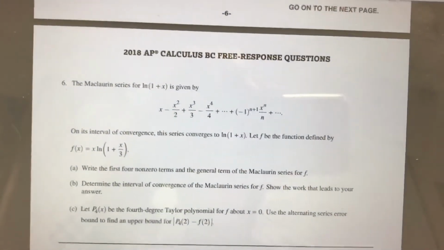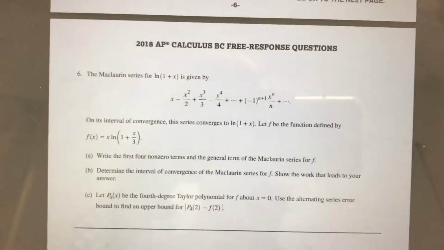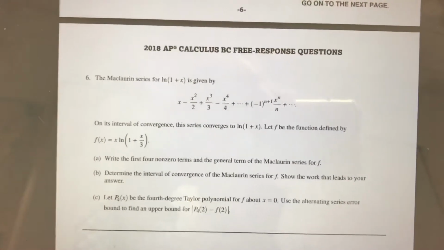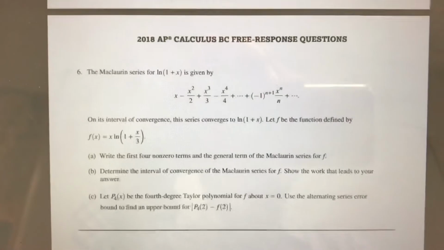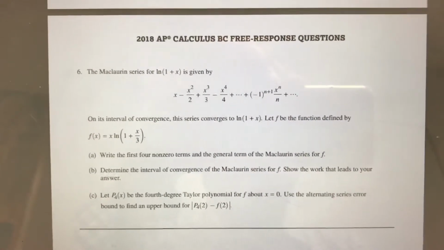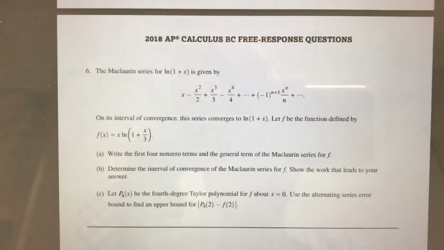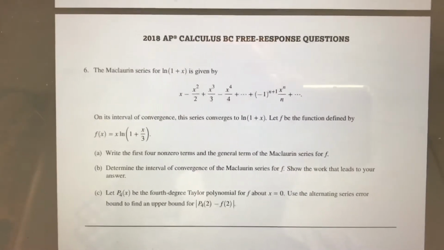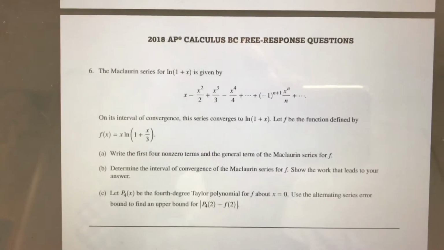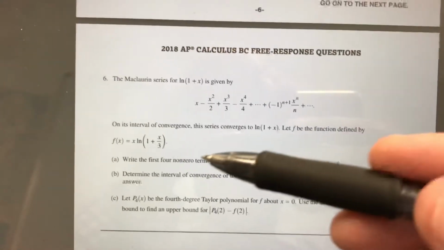All right, this is the 2018 Series FRQ from the BC Calculus exam. And it's another nice example of one that is pretty representative of what they've been doing the last couple of years. So they give you the function f is equal to x times the ln of 1 plus, well, they give you ln of 1 plus x, and they want you to find this function down here.